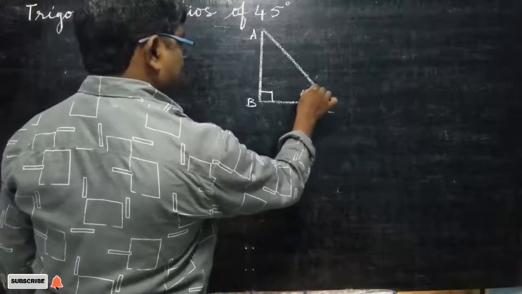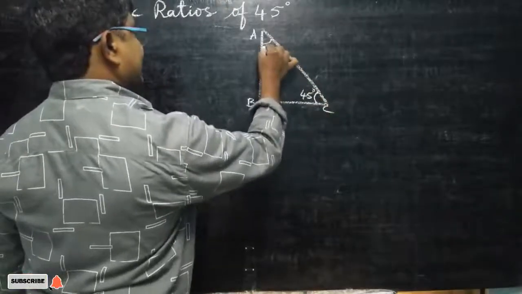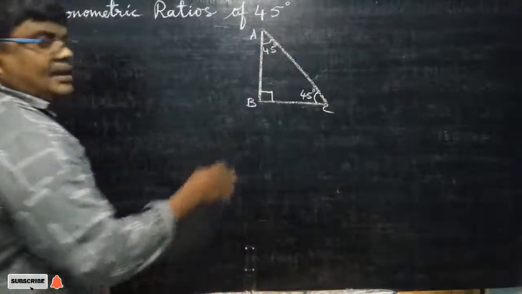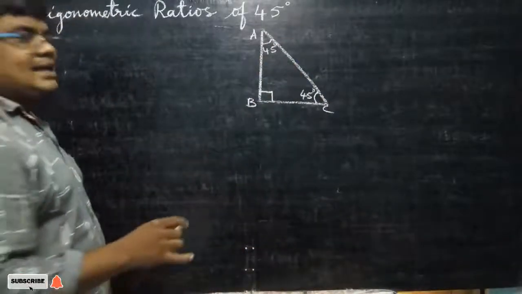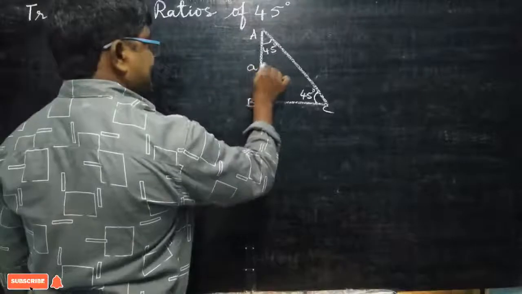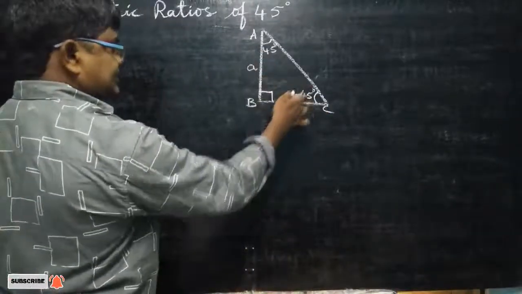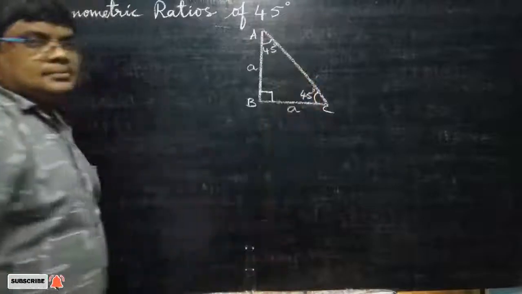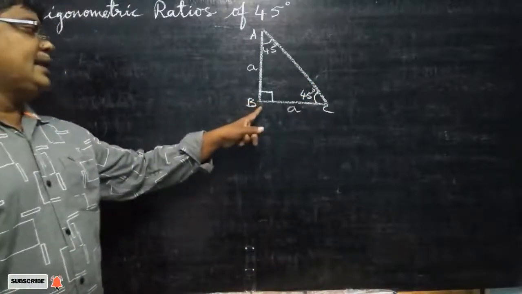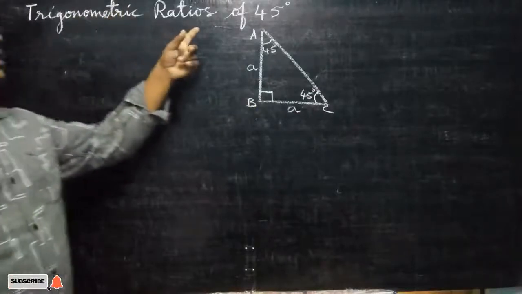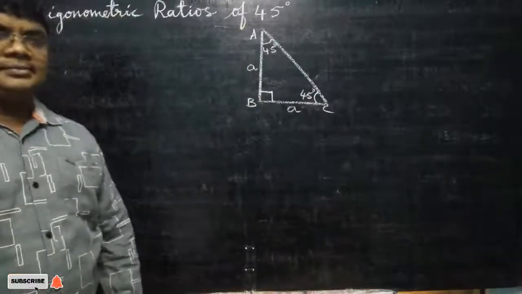Isosceles triangle means two sides will be equal and two angles will be equal. Angles opposite to equal sides are equal. So if it is A, this is also A, because of base angles. This is called a right angle isosceles triangle. Now we are going to learn the ratios of 45 degrees.